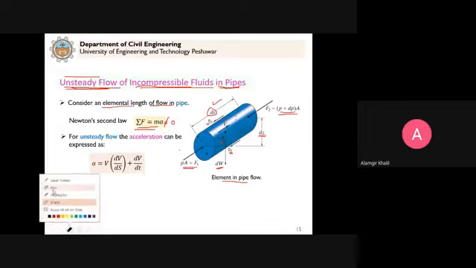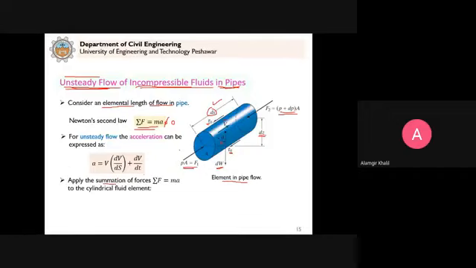Now we can take summation of forces along the axis of the pipe. So we apply the Newton's second law. Summation of forces F is equal to ma to the cylindrical fluid element. Clear? So now in this case F is equal to ma. Now a is given by this equation here. So we have this F1. Let us assume that in this direction the force is positive. Let's say this direction force is positive here.